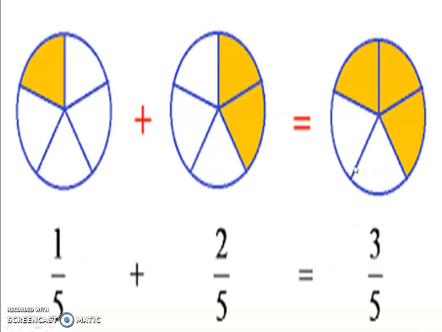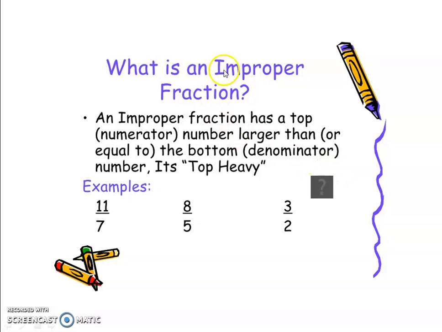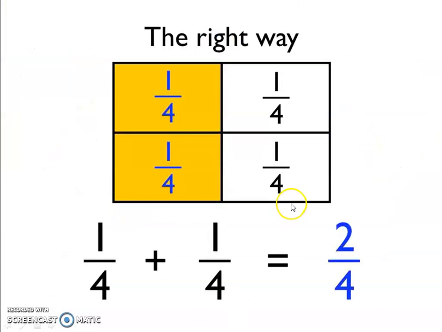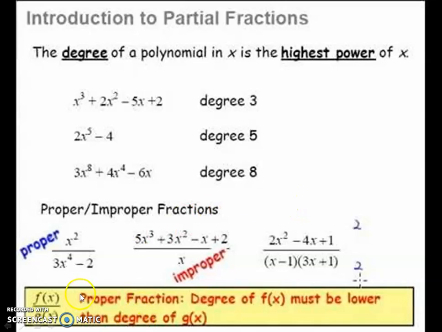Recently we checked the degree of an improper fraction. That means the numerator degree is higher than the denominator degree, and a proper fraction is given by the numerator degree being less than the denominator degree.